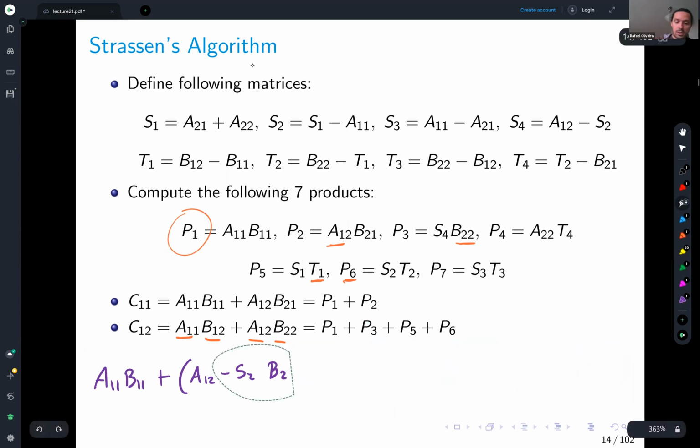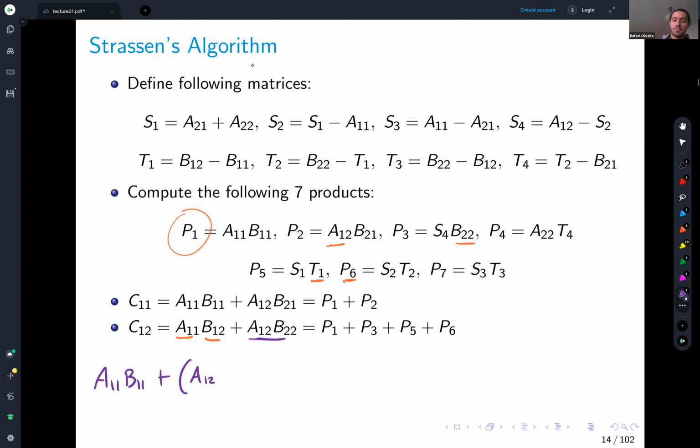So let me just do it here, because A12 is appearing here, which means A12 has this coefficient here, right? So we better open up everything. So P3 is S4 times B22. So we have A12, and S4 is minus S2. And so this is plus A11 minus S1 minus A21 minus A22. And this is times B22.